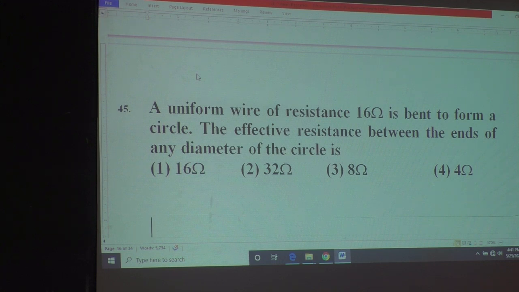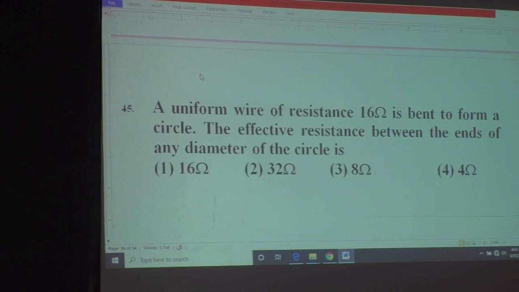Simply if you cut it and it becomes half or so, resistance is directly proportional to length, that effect must also be taken into account. And in addition, how they are connected. It is in the form of a coil. So if a 16 ohm resistance is bent into the form of a circle, then the effective resistance between the ends of the diameter.